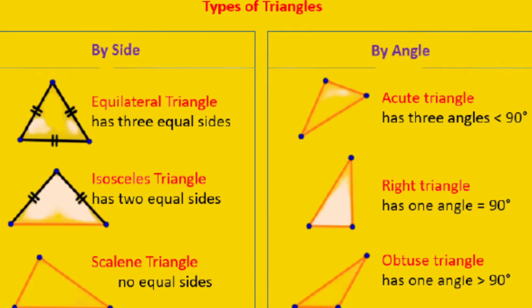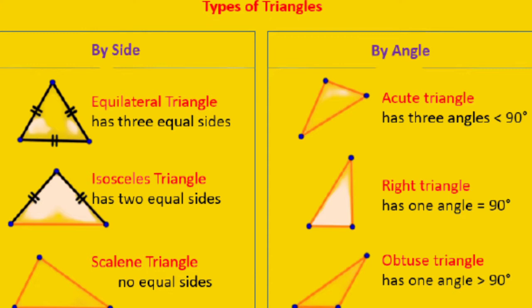Equilateral triangle. A triangle having three equal sides is known as an equilateral triangle. Isosceles triangle. A triangle having two equal sides is known as an isosceles triangle.